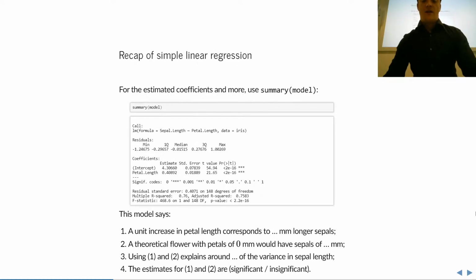Okay, finally, the estimates for 1 and 2 are significant or insignificant. Little louder, please. Significant, yeah. Why? Yeah, exactly. So for any reasonable choice of alpha, it would probably be less than it, because this is 2 times 10 to the power of minus 16. That's a lot of zeros before you see a number. So this is very, very significant. Doesn't mean it's very, very important, but it is most definitely non-zero.